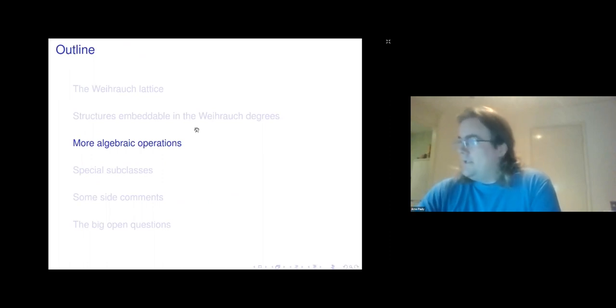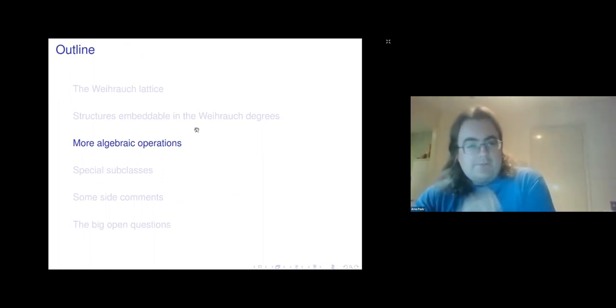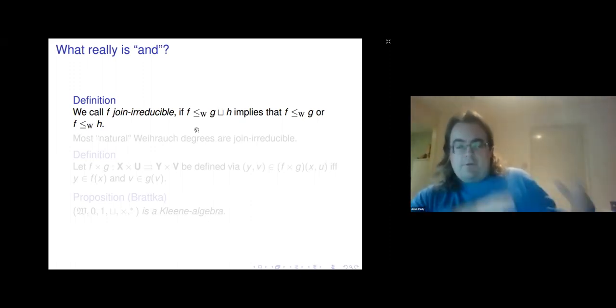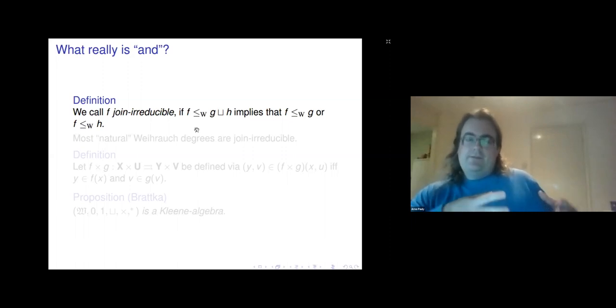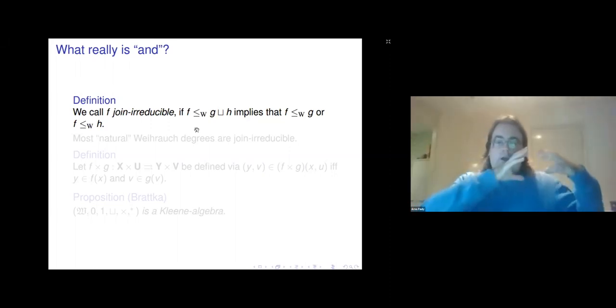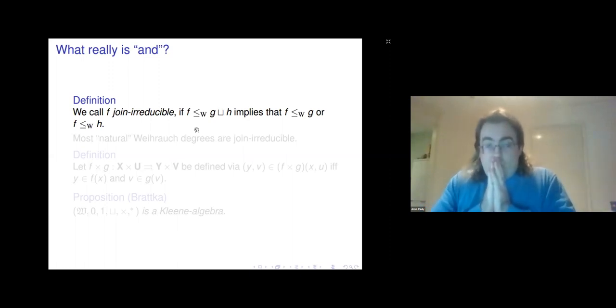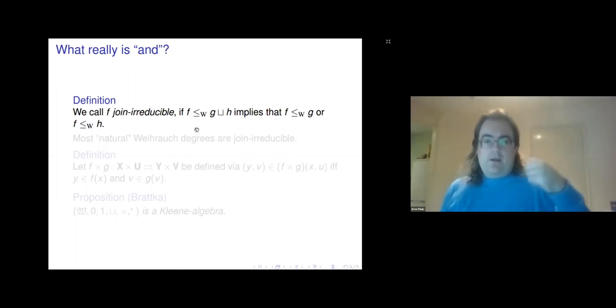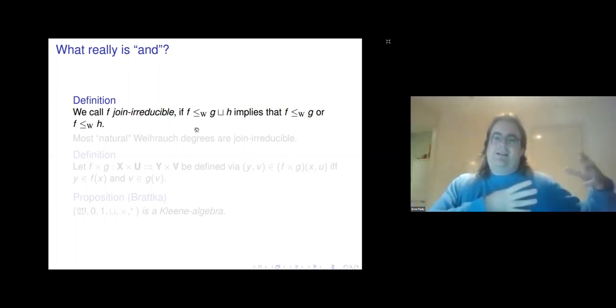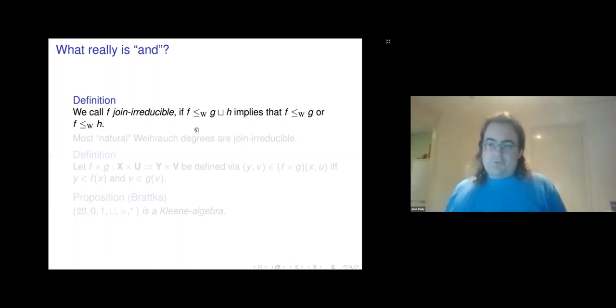So, moving on to more algebraic operations. If we're doing the basic idea of taking our Weihrauch lattice as truth values, then the join in the Weihrauch degrees should cover, well, mean "and". If we have a Weihrauch reduction from F to G join H, that means essentially we have a constructive procedure to solve F with the help of G and H.